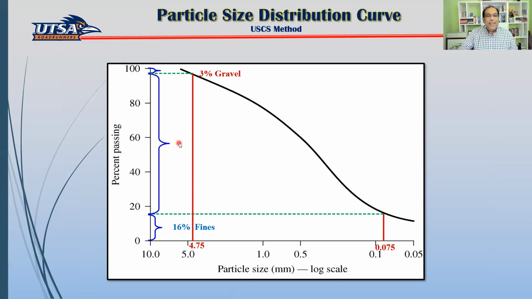So how much is that rest? That's 100 minus 3 minus 16. So that's 81% sand. So according to the USCS method, that soil has 16% fines, which is the same as in the ASTM method, but now you have a different amount of sand and gravel: 81% sand and 3% gravel. Okay, now let's move forward.